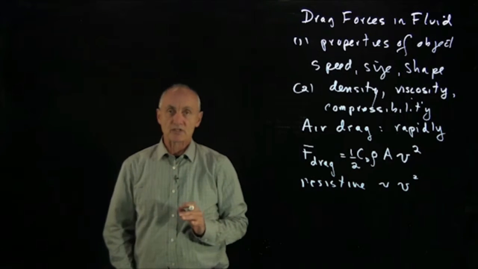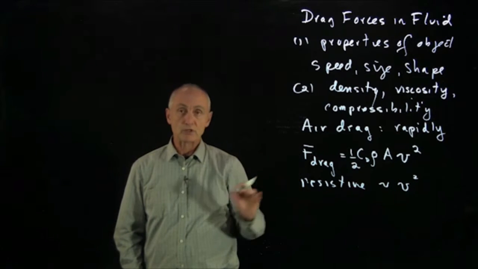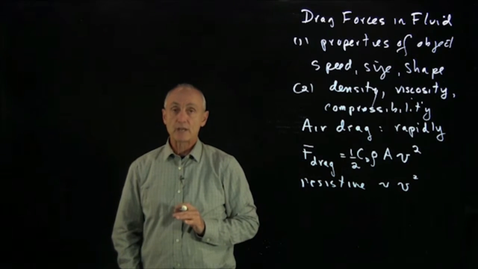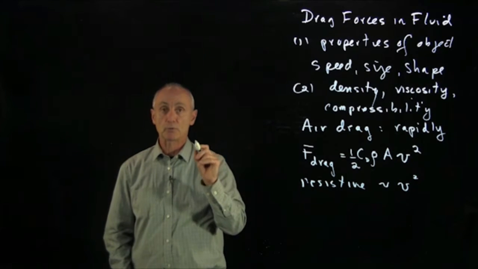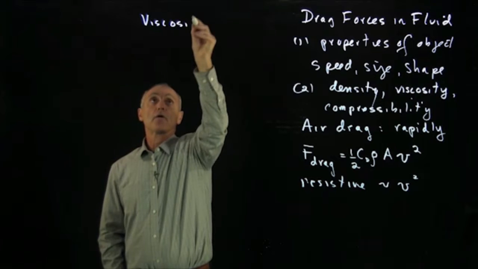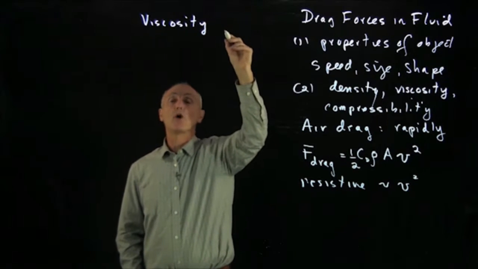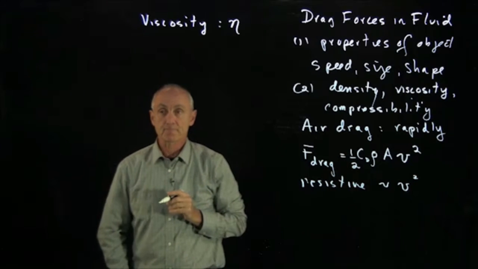When we drop objects in a fluid at very slow speeds, we have a different effect than what we talked about air drag. For example, if we drop a marble in molasses and drop the same marble in water, we see a very different motion. And that depends on a property of the fluid, which we'll refer to as viscosity. Now, we'll denote a coefficient of viscosity by the symbol eta.